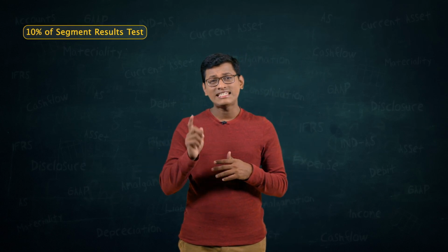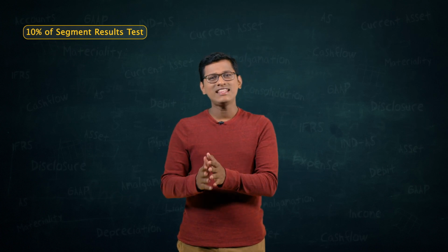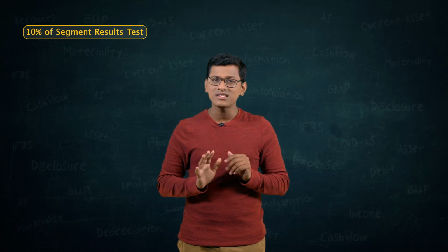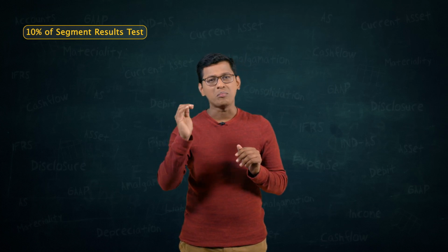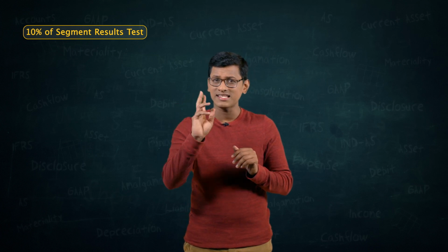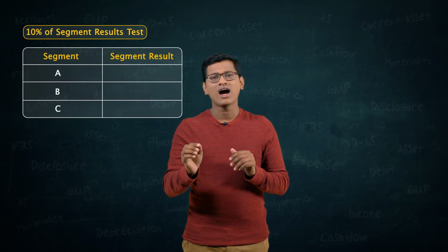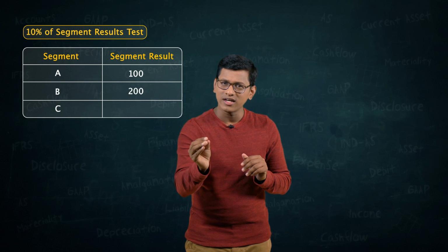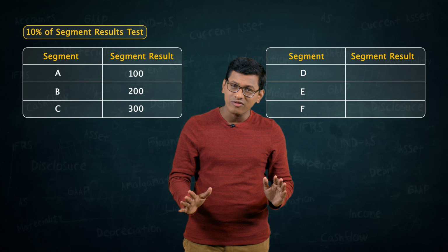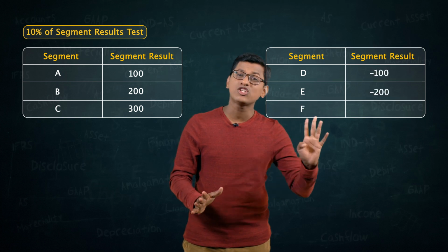This is called the 10% result test. So what is this 10% result test? Now, say there are some 6 segments. Listen carefully to what I'm saying. Segments A, B, C have segment results. Result means segment revenue minus segment expense, right? So segment results for segments A, B, C are 100, 200, 300. Okay. Come to segments D, E, F, you have minus 100, minus 200, minus 400.